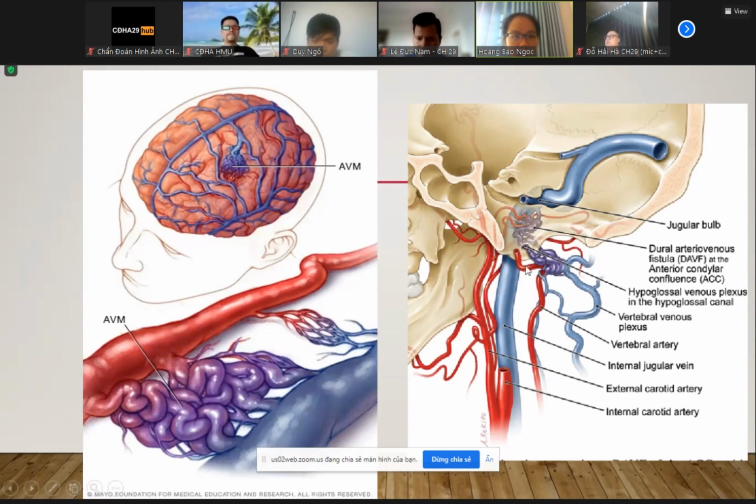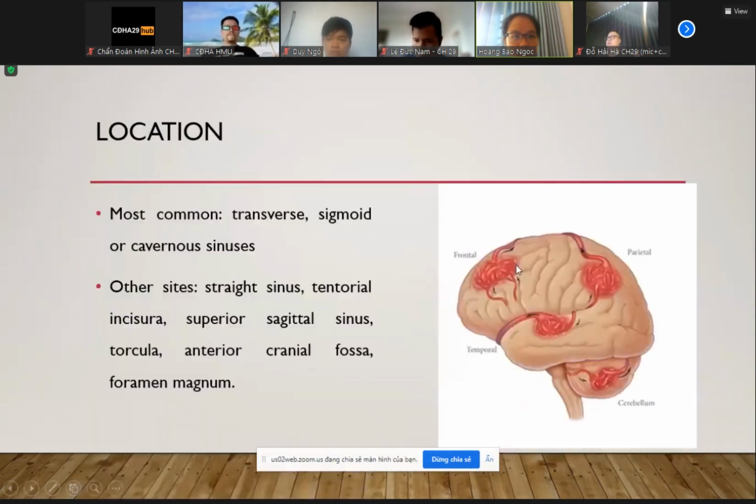For location, as it is a dural fistula, theoretically it can occur in any part of the dura mater, but the most common places are the transverse, sigmoid, and cavernous sinuses, and the second most common ones are the straight sinus, tentorial incisura, superior sagittal sinus, tuberculum sellae, anterior cranial fossa, and foramen magnum.